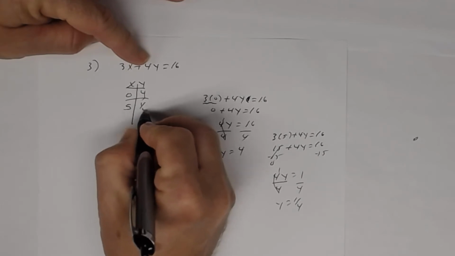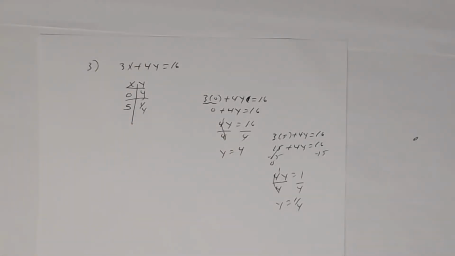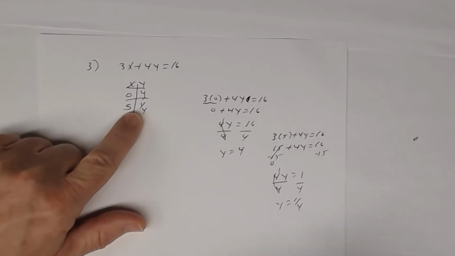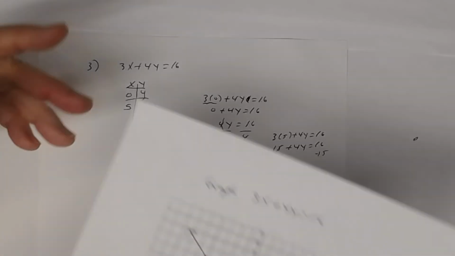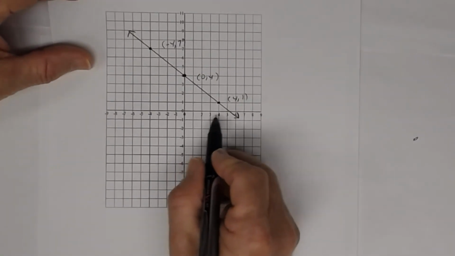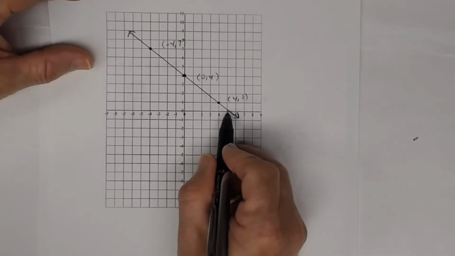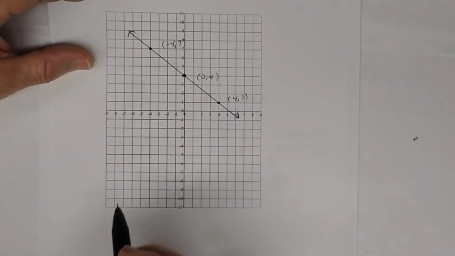So then I've got to go to my coordinate grid and then plot and estimate where the ordered pair (5, 1/4) is. So 5, 1/4 right here. All right. So see 5, and then 1/4 is close to the x-axis. All right. So you just got to be careful.